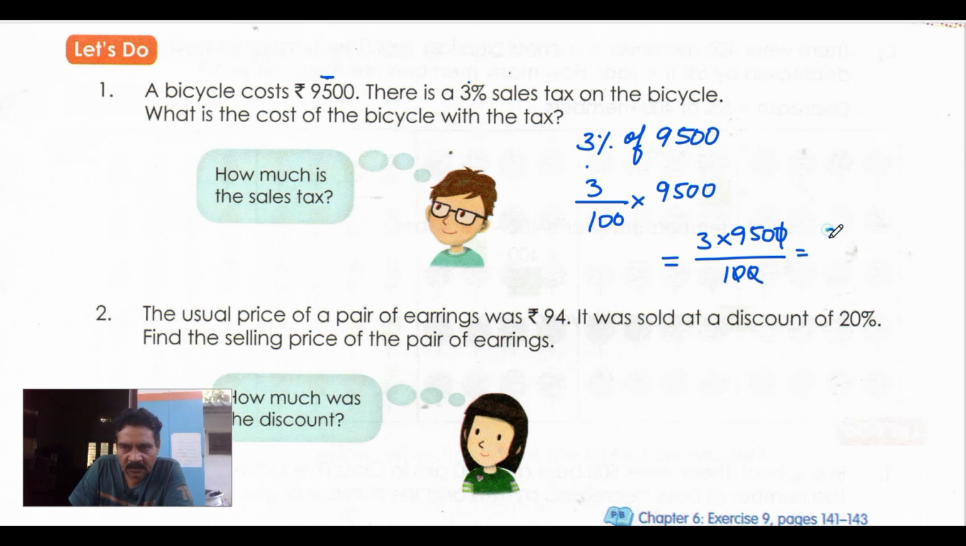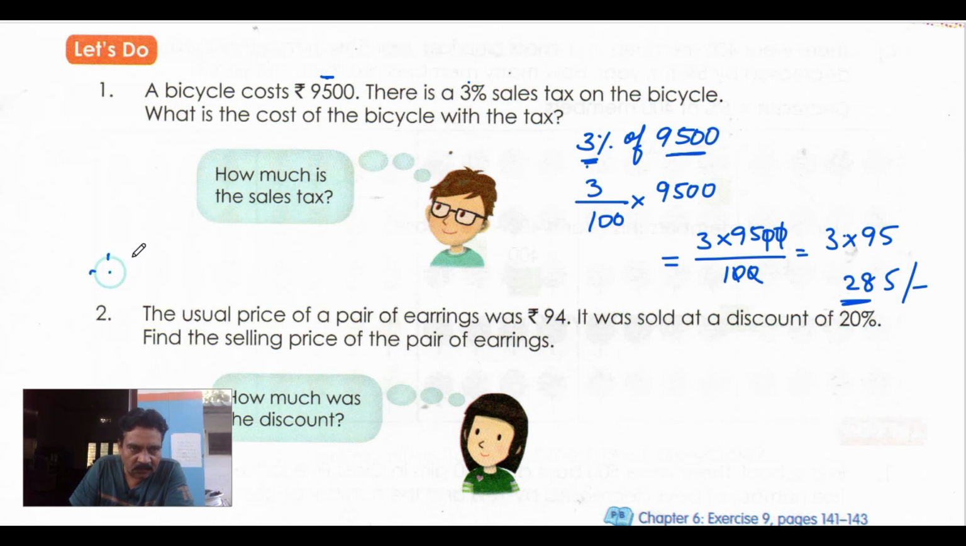Now you got 3 into 95, right? So 3 into 95 is 3 5s are 15, carry 1. 3 9s are 27, 28, so 285. 285 rupees is the tax of 3% for the cost of 9,500.